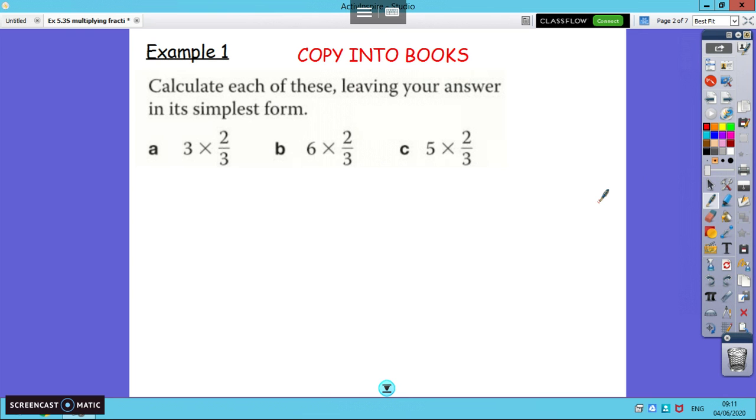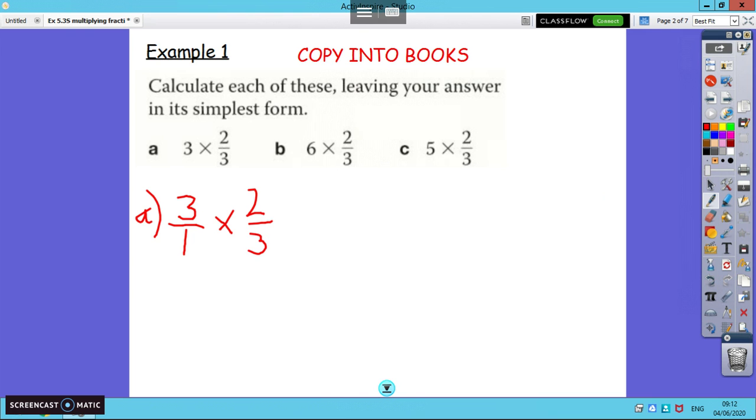So what we've got here, we've got a whole number multiplied by a fraction. Now what we do when we've got this sort of thing is we have to write the whole number as a fraction first. So if I do part A, we have to write 3 as 3 over 1. It means the same thing, it just means 3, but as a fraction. And we put times 2/3 there.